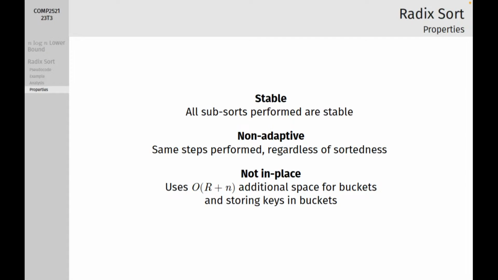And radix sort is definitely not in place. Right? That's because it uses additional space for the buckets. Right? It stores the elements into the buckets. So it uses big O of r plus n additional space. Right? R, remember, is the radix, so that's the number of buckets. N is the number of items in the array. Right, so it uses this much space for buckets and storing keys in buckets.